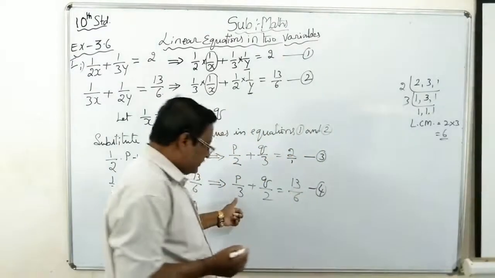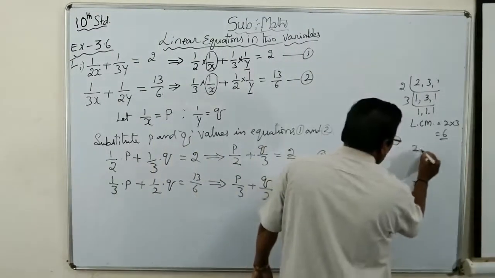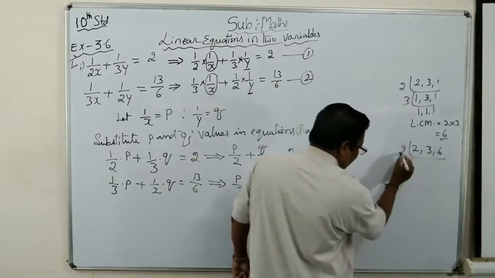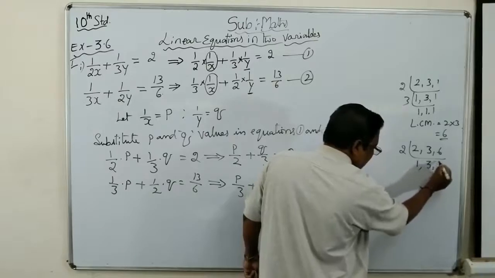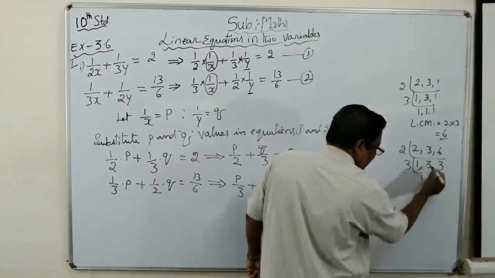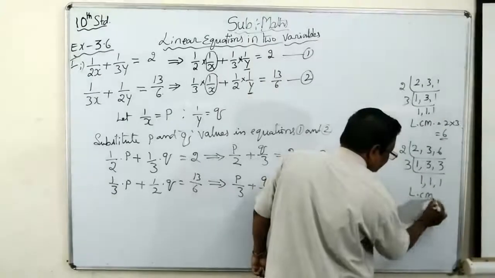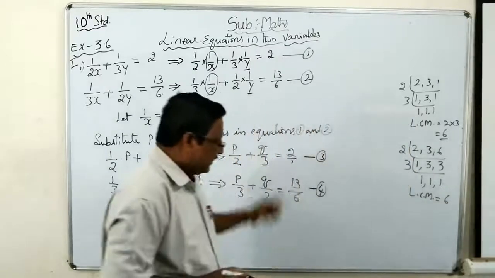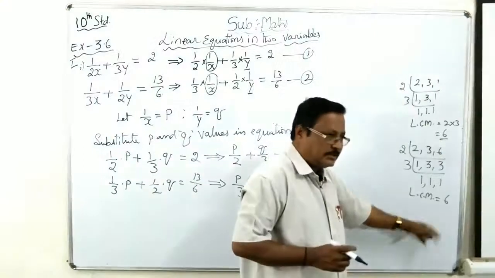Fourth equation: here 3 is there, here 2 is there, here 6 is there. 2, 3, 6. First you take the second table, 2 twos are 4, 3 as it is, 6, 2 threes are 6. Next you take the third table, 1 as it is, 3 as it is. Next, the LCM is 6, 2 into 3, 6. It means the first equation's LCM is 6, the second equation's LCM is also 6.